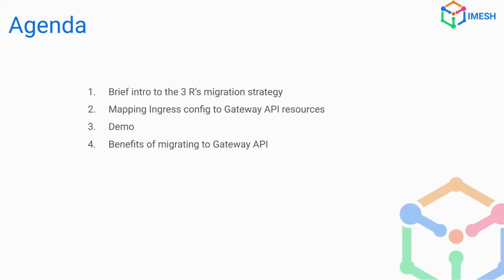So this is going to be the agenda for today. We'll be discussing the 3 phase migration strategy, just an overview of it. And we'll also have a look at how you map an Ingress config to a specific Gateway API resource or concept, which will be followed by a small demo in which we'll convert an application which uses Ingress to use Gateway API. And then we'll have a look at the benefits of migrating to Gateway API.